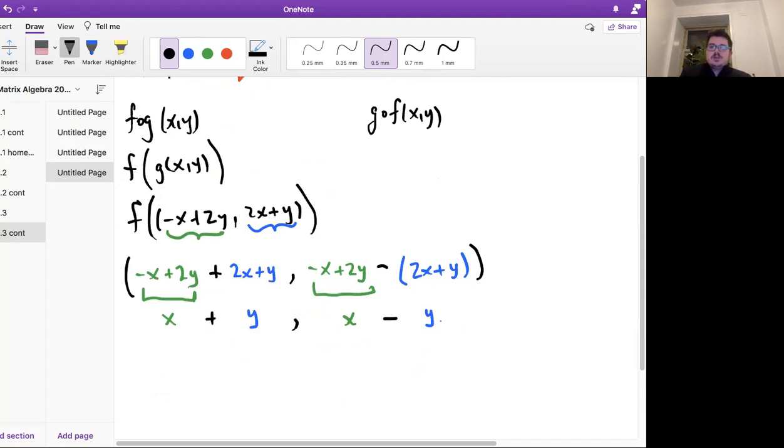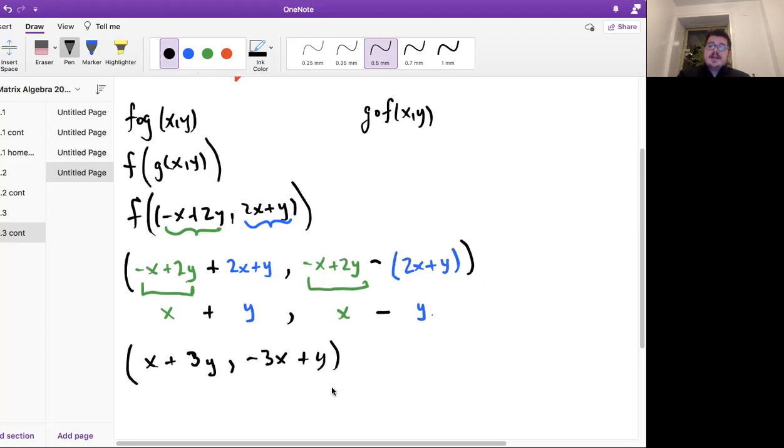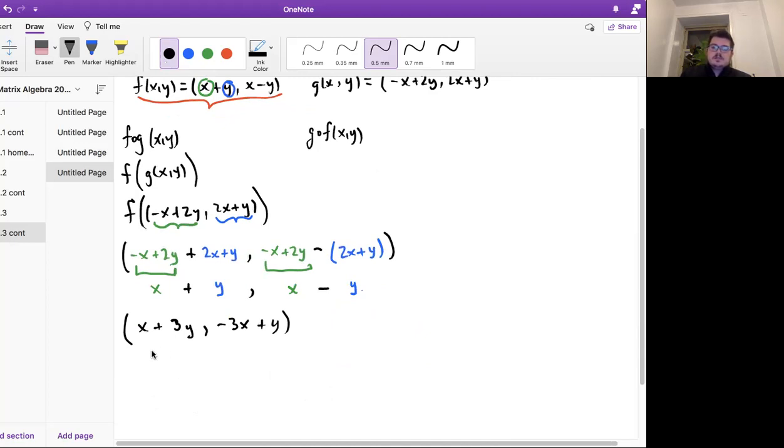Correct, yeah, you would distribute this negative. So the result would be positive x, x plus 3y, comma, and this would be negative 3x plus y. So that would be the composition. This is f of g. And the first one, y is a positive x because it's 2x and then minus x.